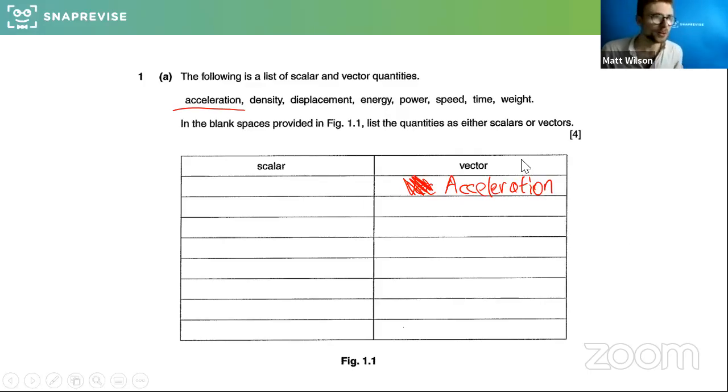Are we back? I'm not sure what happened there. Good. Okay. Well, apologies for that. Right, so we were talking about density.